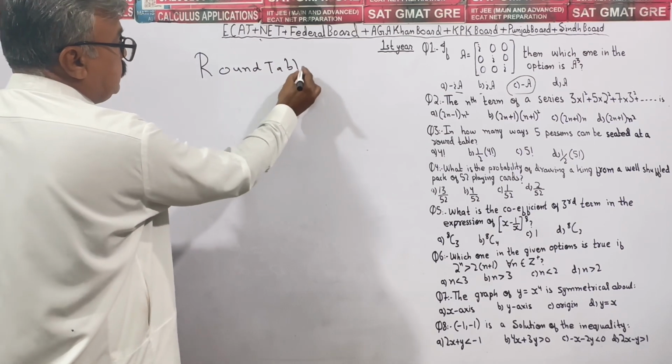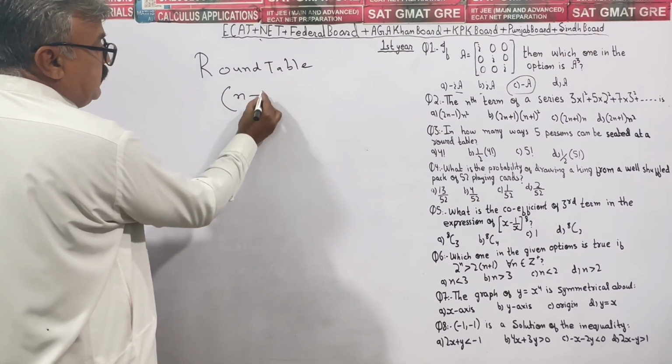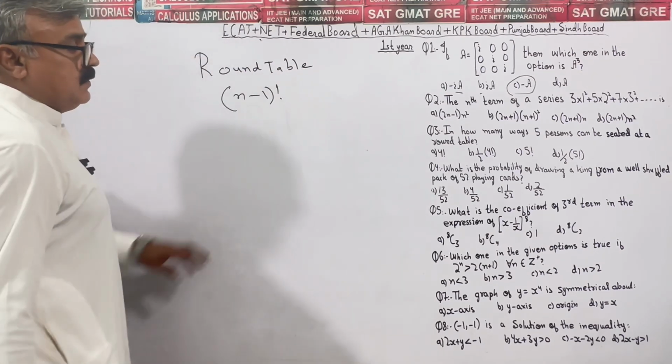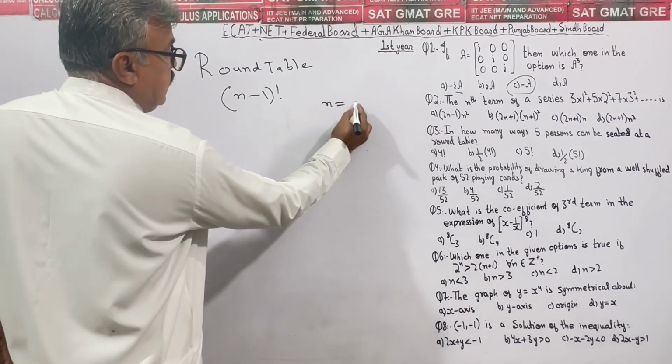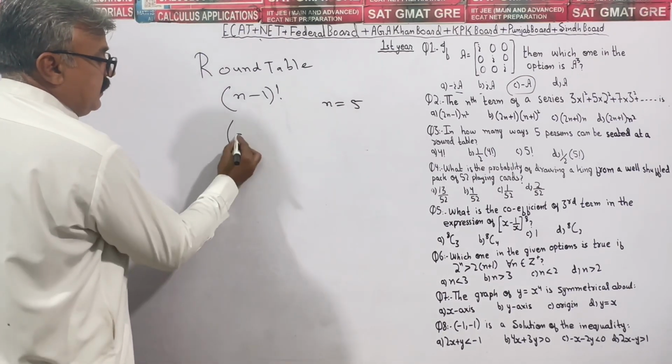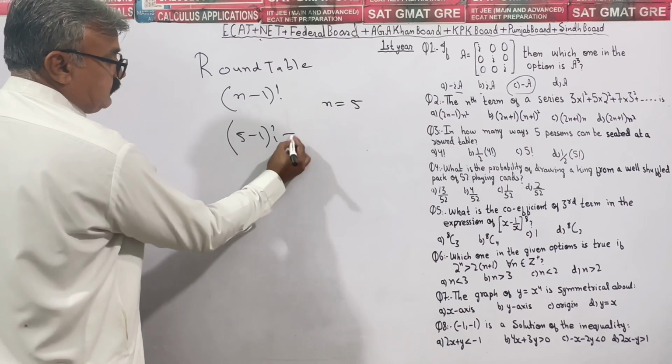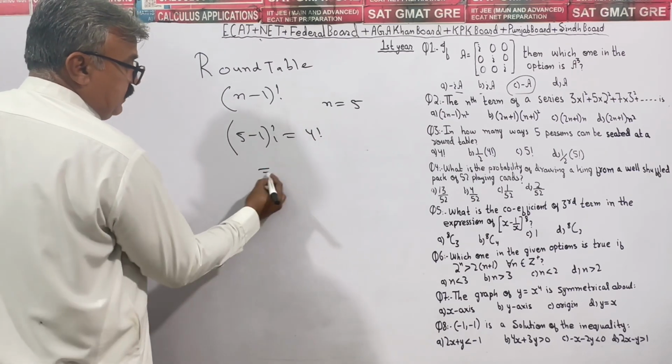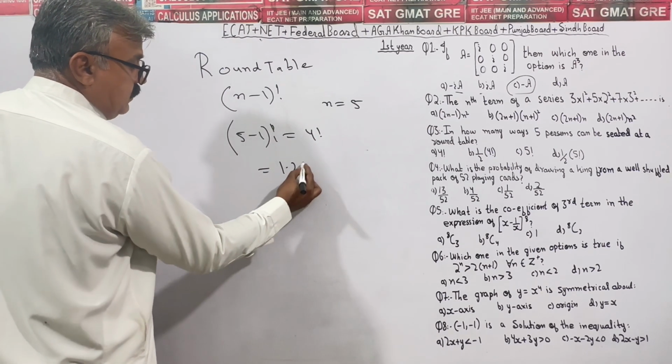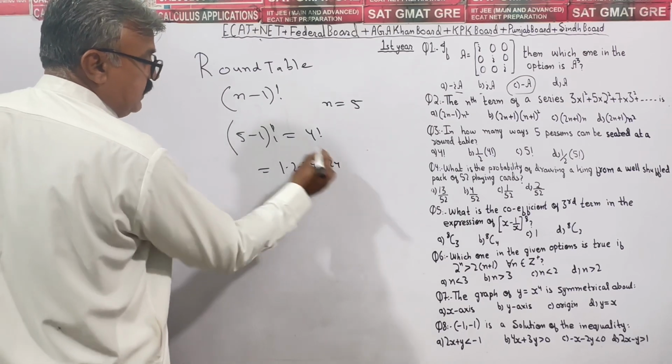A round table is given by n minus 1 factorial. So we have given 5 persons. N is equal to 5, put here 5 minus 1, 4 factorial. 4 factorial can be written as 1 2 3 into 4, 24 is the answer.